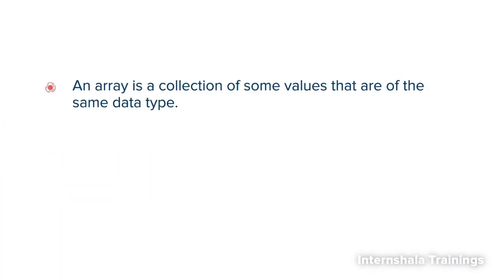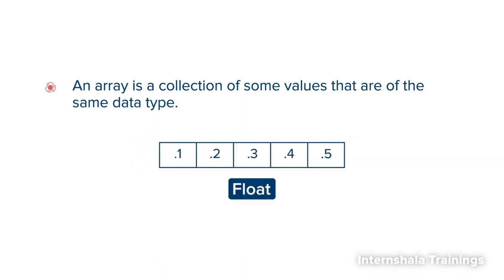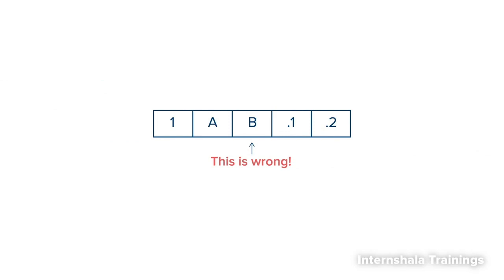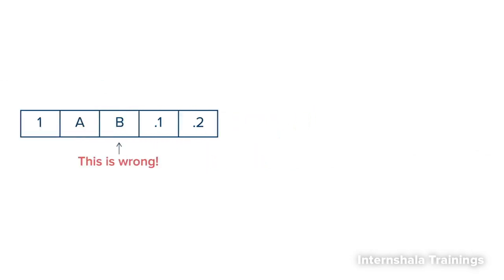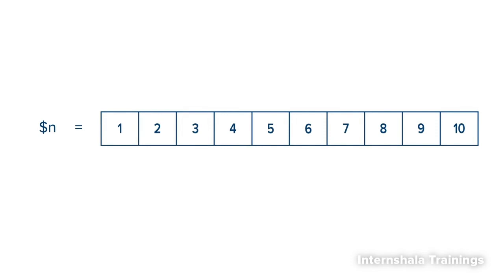An array is a collection of some values that are of the same data type. These values can be an integer, string, float, or anything. But for a single array, the values must be of the same data type. We cannot have an integer, a float, and a string value in the same array. Each value in an array is referred to as an array element. An array, no matter how big, can be stored in a variable. This is why arrays are used, as they can store a number of elements together in a single variable.